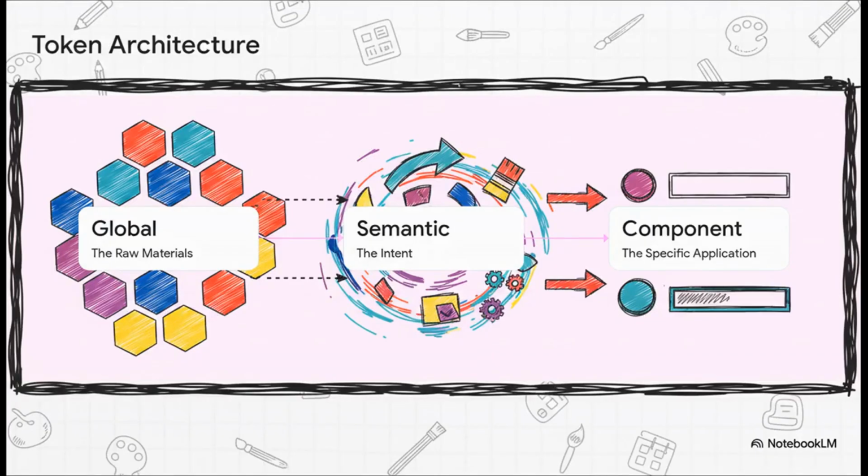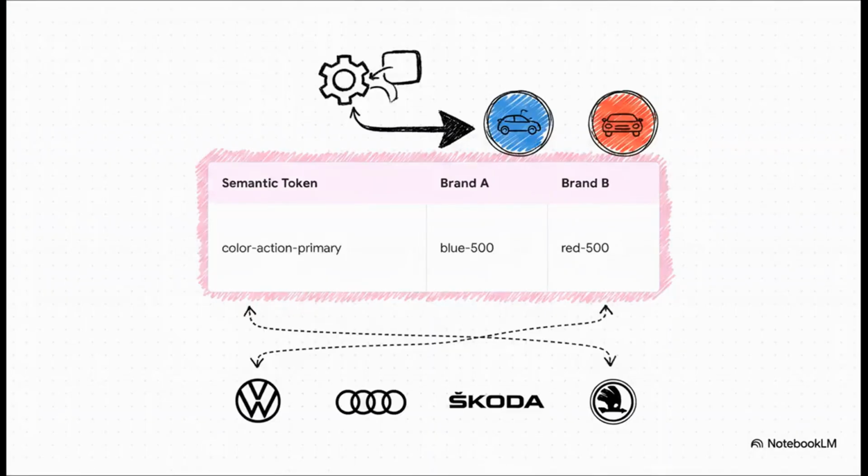Step 2. Semantic tokens. Now this is where the magic happens. We stop describing what a color is and start describing its intent. Step 3. Component tokens. This assigns that specific intent to a specific property, like a button background or a border color.